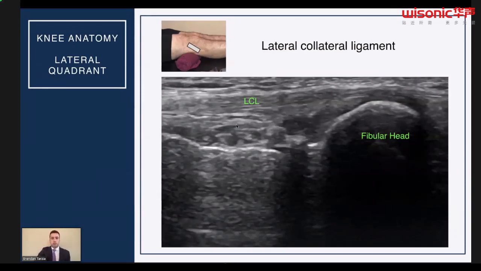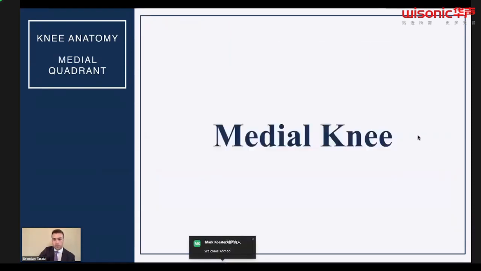In this view, you should see the nice linear LCL, and you should see the fibular structure to it, and you can see it attaching onto the fibular head right here. I don't have a picture here of the pathology. We'll get to that when we have the MCL. But again, if you have any irregularities in this view, you might have some pathology there. And this is another one where you can do a dynamic assessment. You can put some varus and valgus laxity on the knee, and you can see if there are any abnormalities there. You can see if your ultrasound correlates to your physical exam findings. So then moving on to the medial knee here.